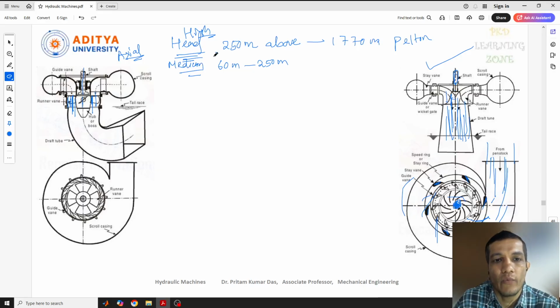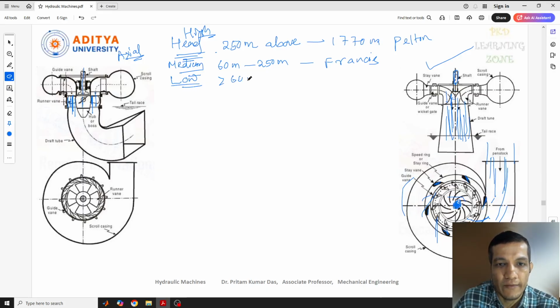Some turbines can work in high head, some in medium head. This is the medium head range, and the example of a medium head turbine is the Francis turbine. And the low head turbine is one which works at less than 60 meters. That is nothing but the Kaplan turbine. This is all about the head.